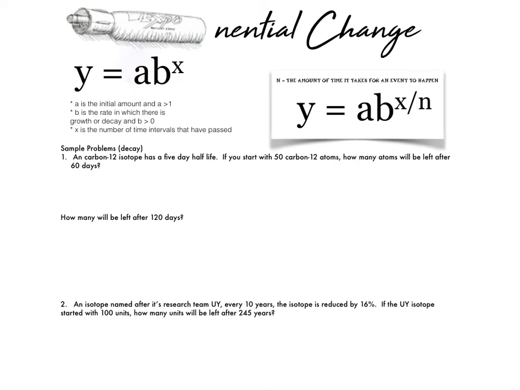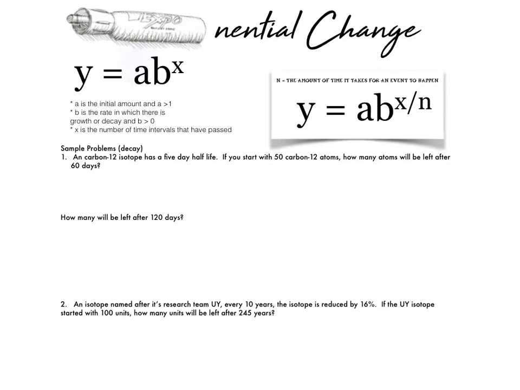I believe this is where we left off in our notes, so I would like you to open up your notes to the page that starts with the carbon-12 isotope question. A carbon-12 isotope has a 5-day half-life. If you start with 50 carbon-12 atoms, how many atoms will be left after 60 days?